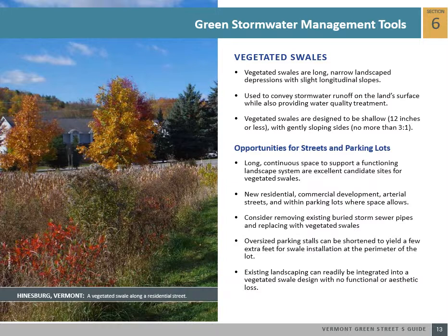Vegetated swales are designed to be shallow, 12 inches or less, with gentle sloping sides, no more than 3-to-1 rise-to-run ratio, to transport runoff only a few inches deep in the bottom of the channel. They can be planted with many types of vegetation, from mown grass to a diverse palette of ground covers, grasses, sedges, rushes, shrubs, and trees.